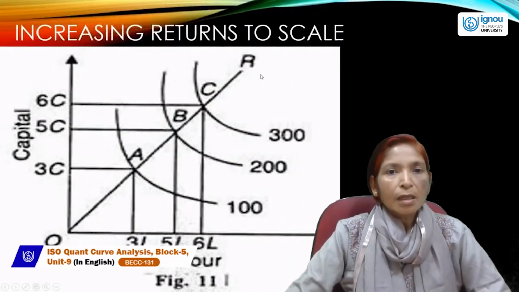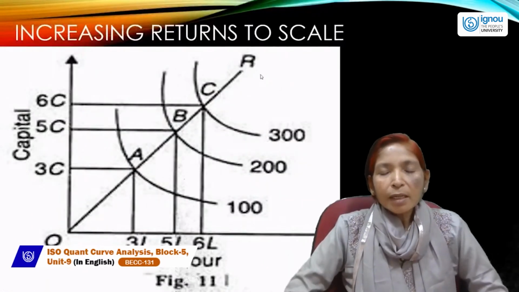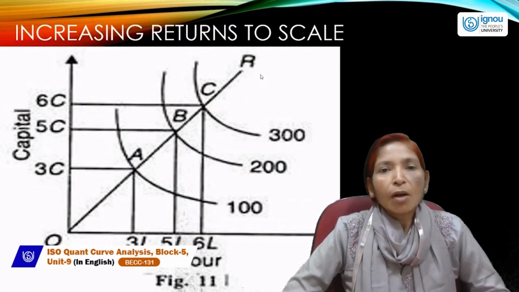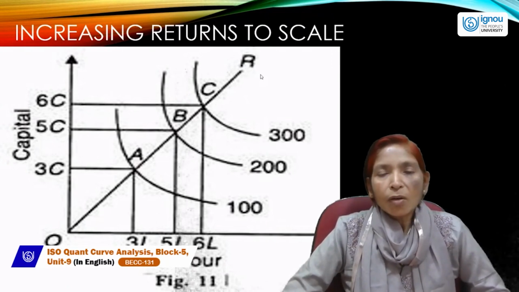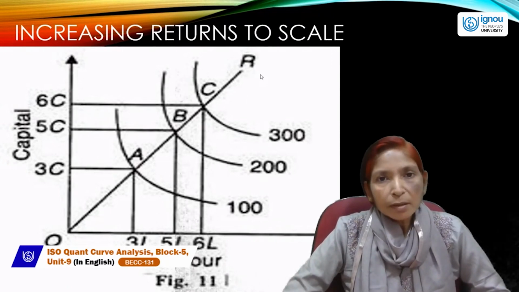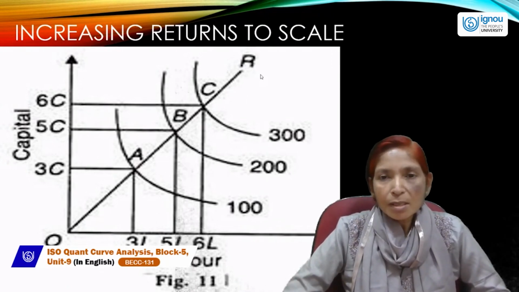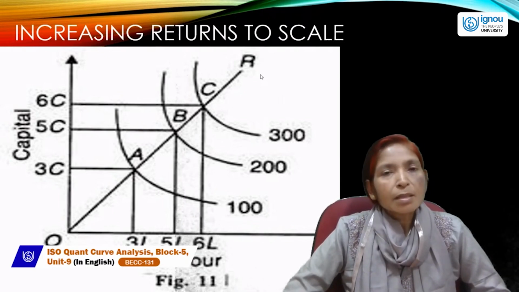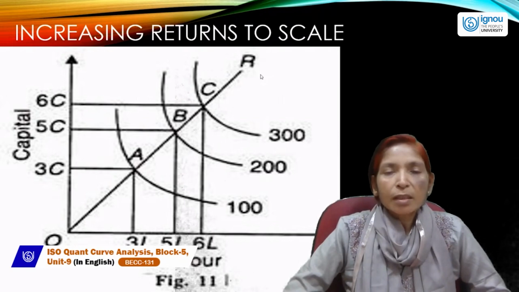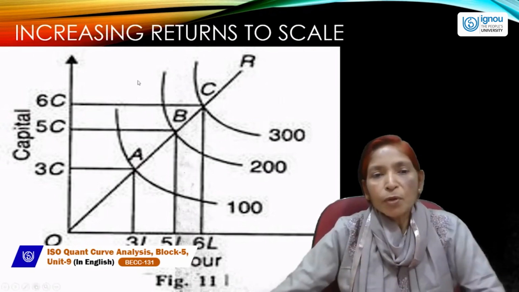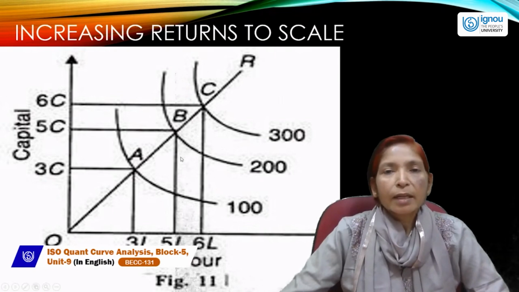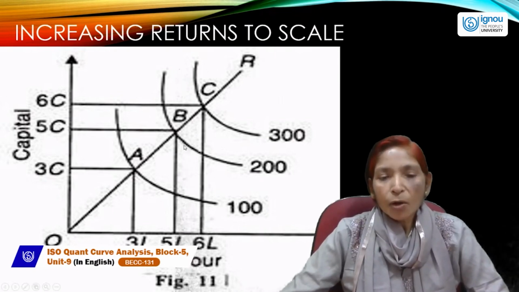Now next, you know that returns to scale is applicable in the long run, and in the long run all the factors of production are variable. Returns to scale has three stages. One is increasing returns, second is constant returns, third is diminishing returns to scale. Increasing returns to scale will be applicable when we use fewer inputs and get the same level of output.